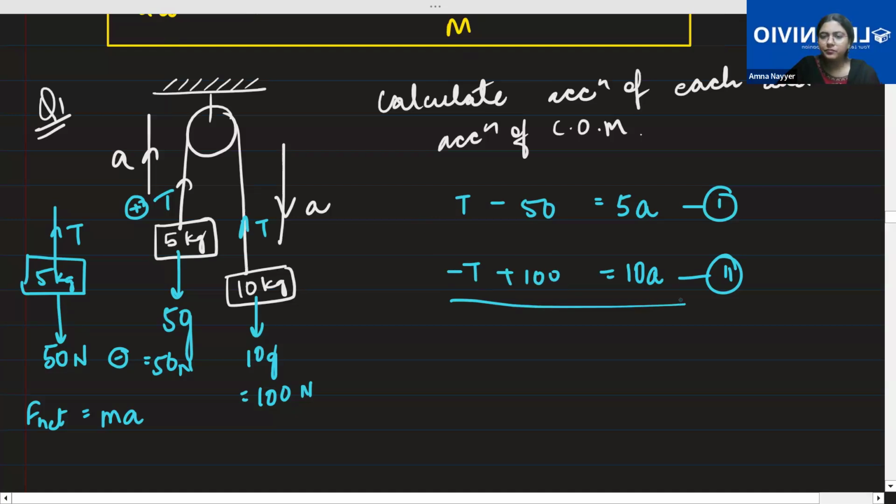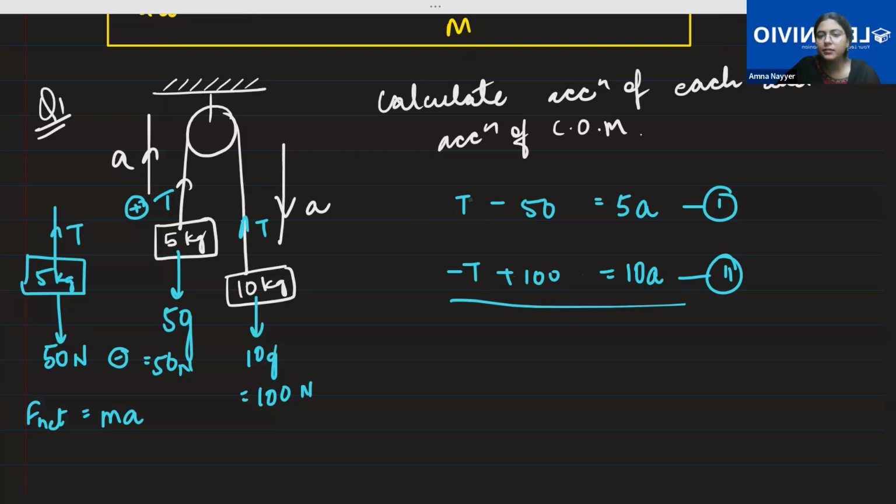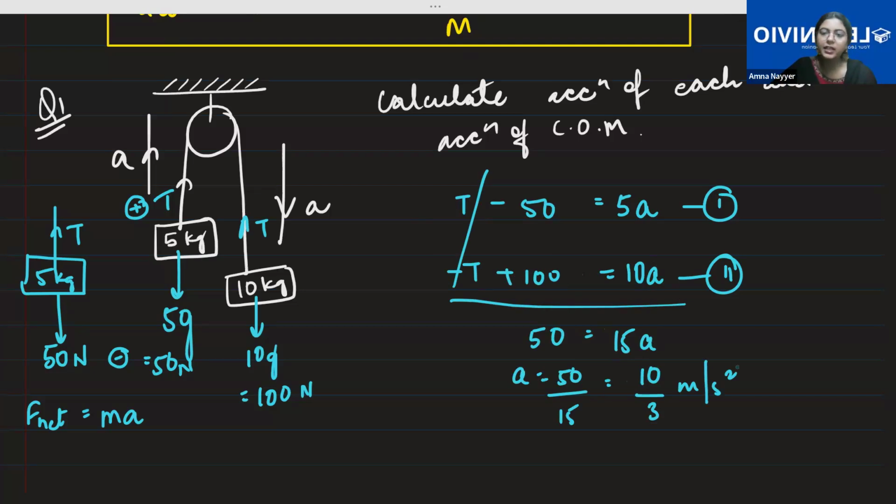Let's add them, because when you add them, tension will be cancelled. 100 minus 50 is 50. 10 plus 5 will be 15a. Acceleration will be 50 divided by 15. This will be 10 by 3 meter per second square. This is the acceleration.